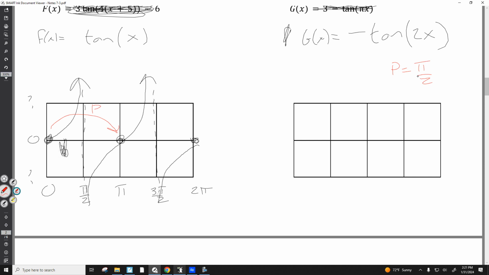Horizontal dilation, pi over b. Period is typically 2 pi over b. The period with tangent is pi over b. The period is pi over 2. But guys, watch. That doesn't mean this distance is pi over 2. You're going to go 1 period to pi over 2.